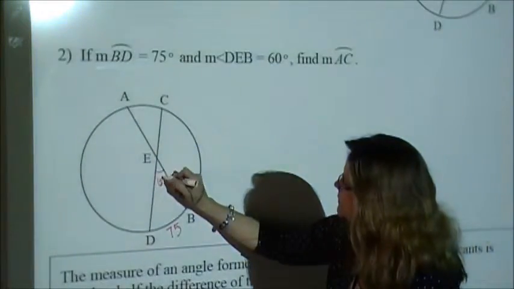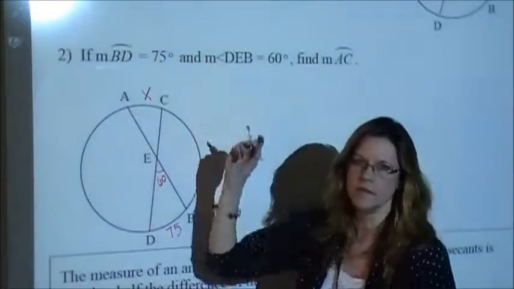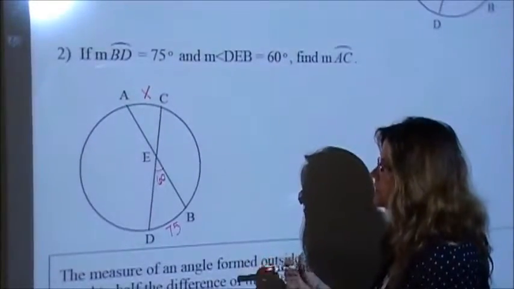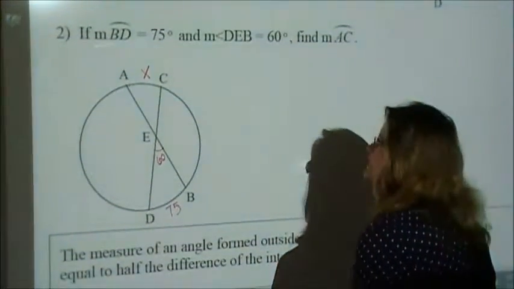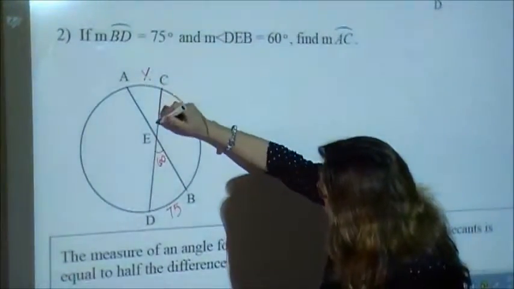That's 60. Can you find the measure of arc AC? I don't know what that is, so I'm going to label that X. I've got to give my brain time to process. Inside this picture I am seeing an X, and I have two chords intersecting.